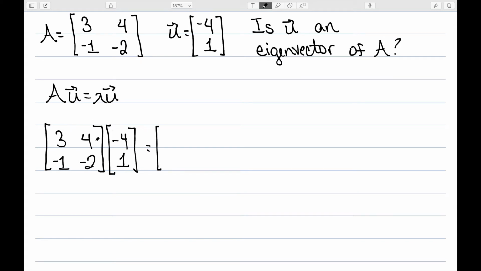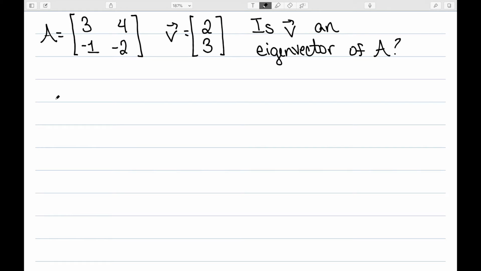This would be -12 plus 4 is -8. The second row, +4 minus 2 is 2. And we can see that this is 2 times my vector U. So yes, it is an eigenvector.